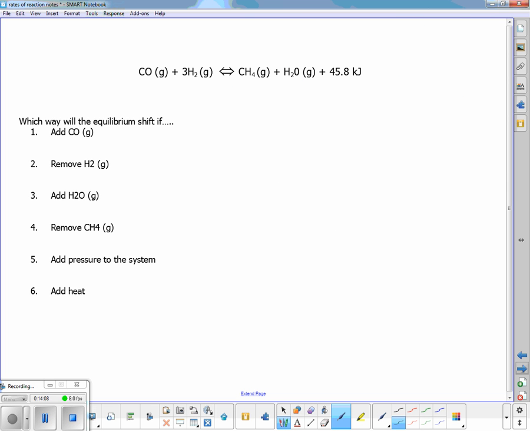Here we actually have a reaction. From what we just talked about, how many moles of gas do I have on the reactant side?